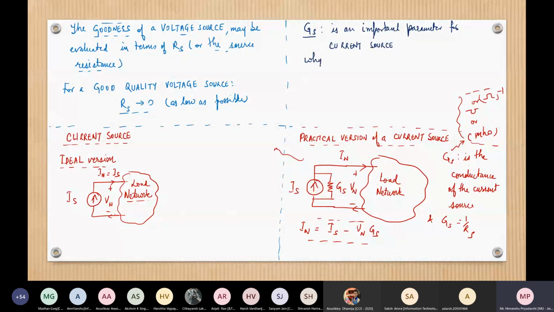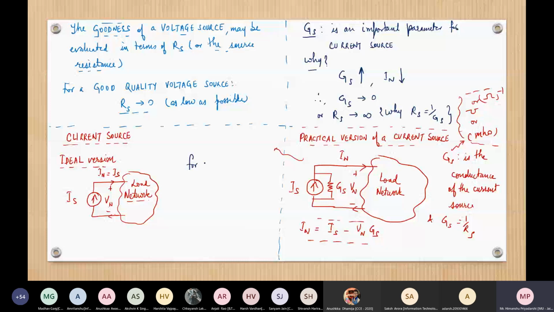Why? Higher the GS, lower will be IN. Okay. Therefore, GS should tend to 0, or what we can say, RS should tend to infinity. Why? Because RS is equal to 1 upon GS. Is that clear?